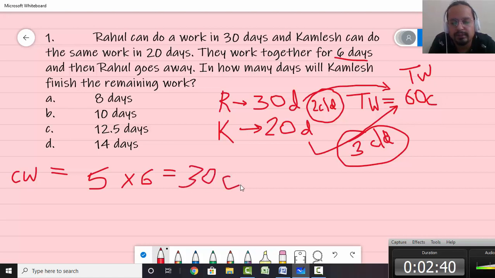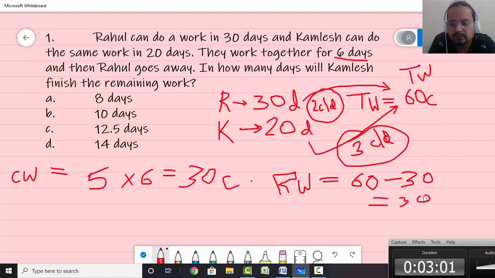So fundamentally, now it's very logical to find the remaining work. Because if you look at the question, how many days will Kamlesh take to finish the remaining work? You have to find that out. So you need to first find out the remaining work. That will be total work, that is 60, minus completed work, that is 30. So the remaining work is eating 30 chocolates. So in how many days will Kamlesh finish it?